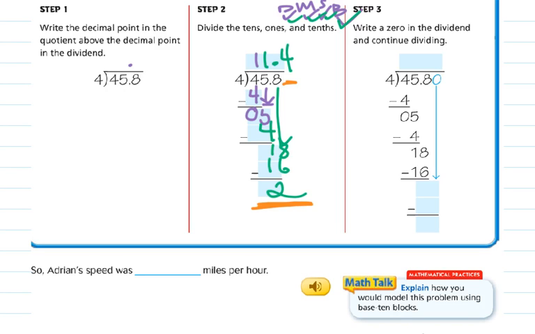So I'm going to write our first initial answer that we have figured out so far. We had 2 left over, and we regrouped and brought the 0 down, and now we have 20. 20 divided by 4 is 5. 5 times 4 is 20. 20 minus 20 is 0. So remember, boys and girls, we can't just walk away, because we know that we have to add a 0 in our dividend and continue to divide. So Adrian's speed was 11 and 45 hundredths miles per hour.